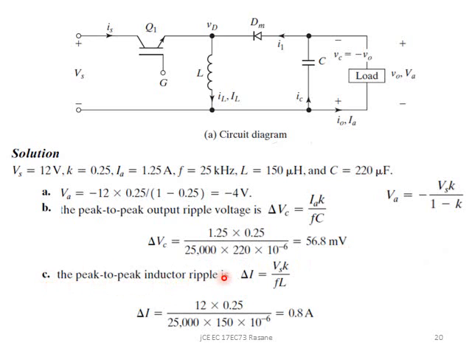Similarly, the peak to peak inductor ripple current, we know that the load current is given as IA upon 1 minus K, and let us find the ripple current, which is equal to, as per the formula, 12 into 0.25 upon 25 K into 150 into 10 to the power of minus 6, which is equal to 0.8 amperes.